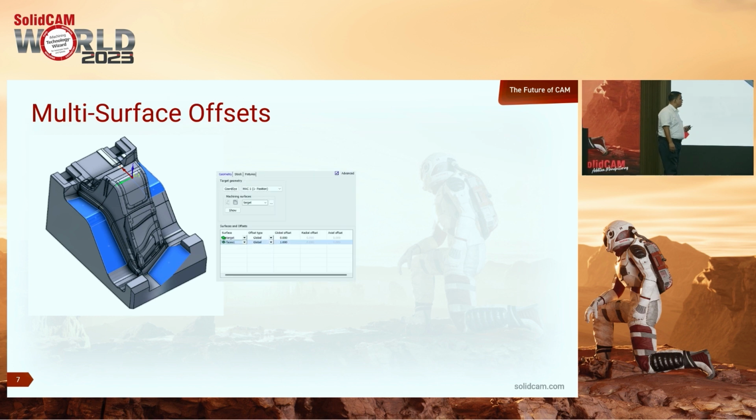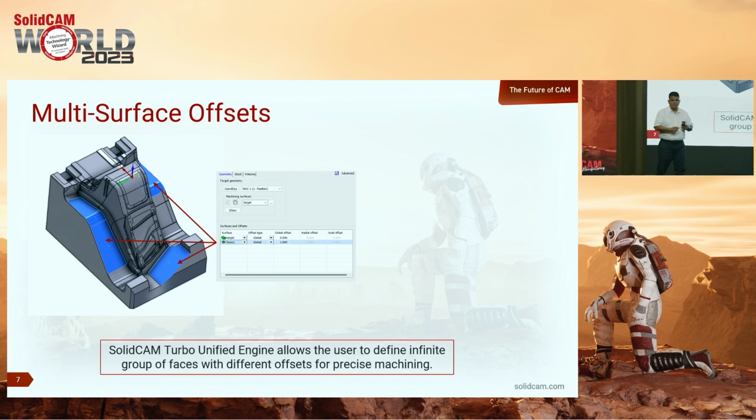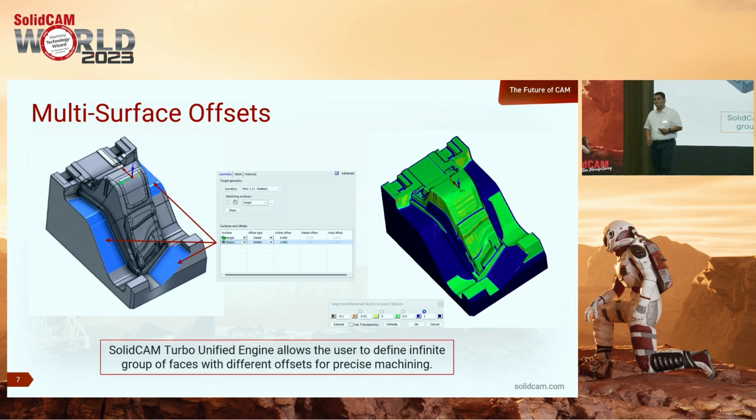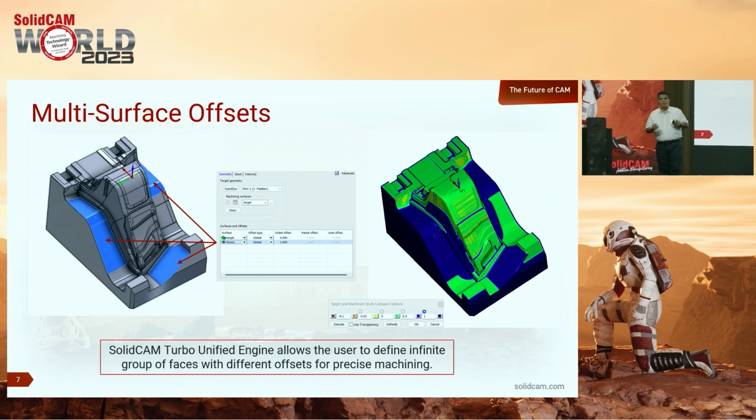Multi-surface offsets allow you to define different offsets for different groups. You can define an infinite number of groups, and you can define different stock offsets for them, and it will generate the toolpath in such a way that it will respect that offset in those regions.